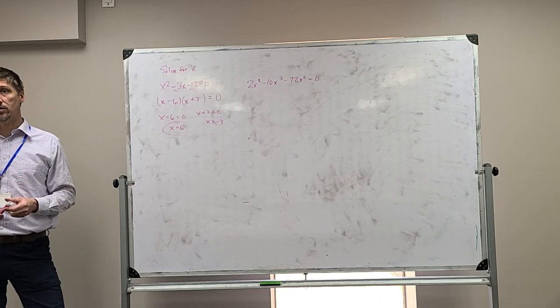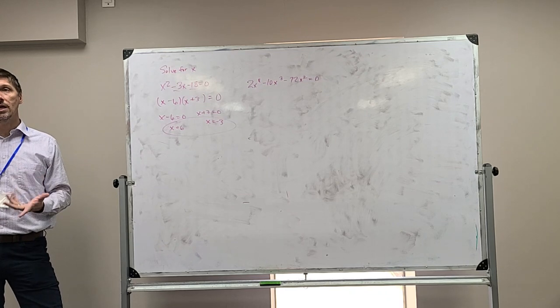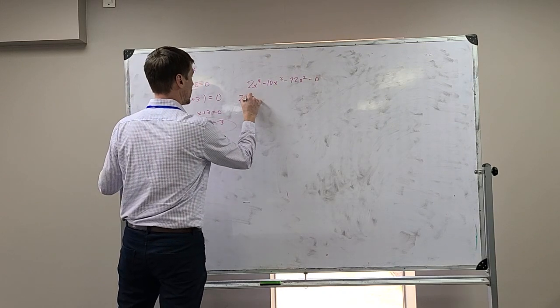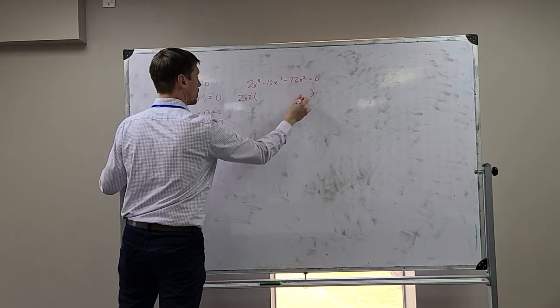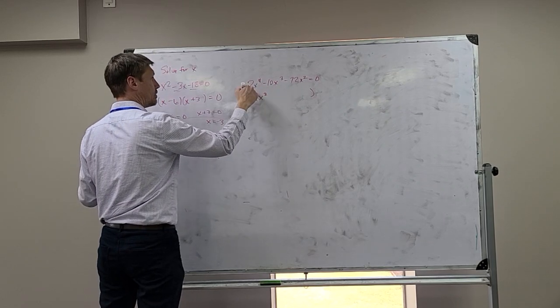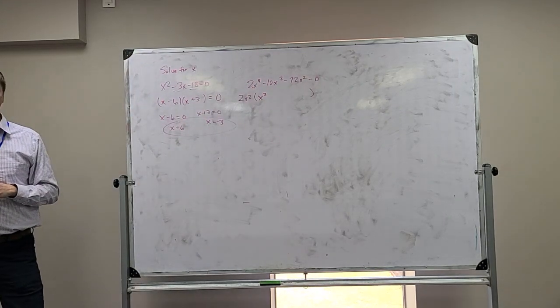So every term has a 2 in it. It's divisible by 2. Every term is also divisible by x squared. So we're going to pull out both of those, and we're going to say 2x squared. And so what are we going to be left with? Well, 2x squared times x squared gives us 2x to the 4th, right?